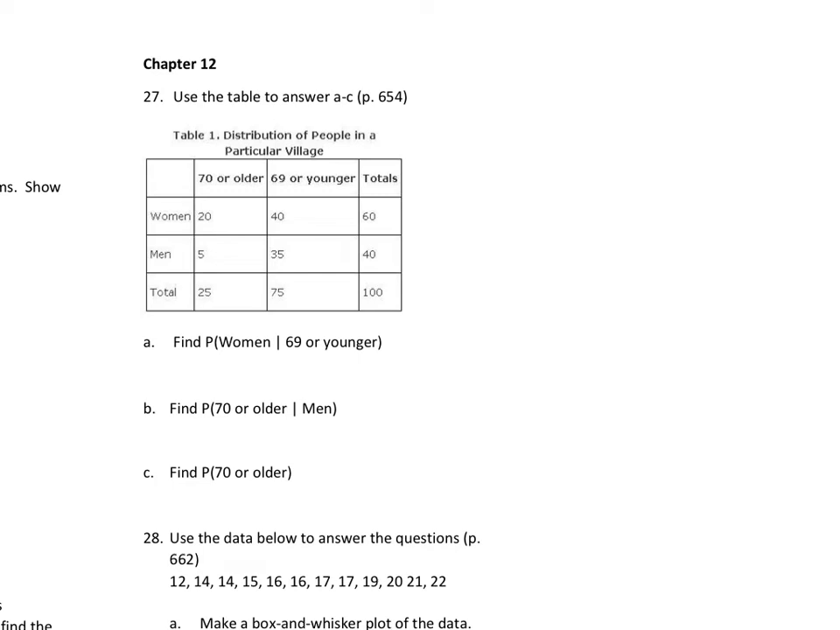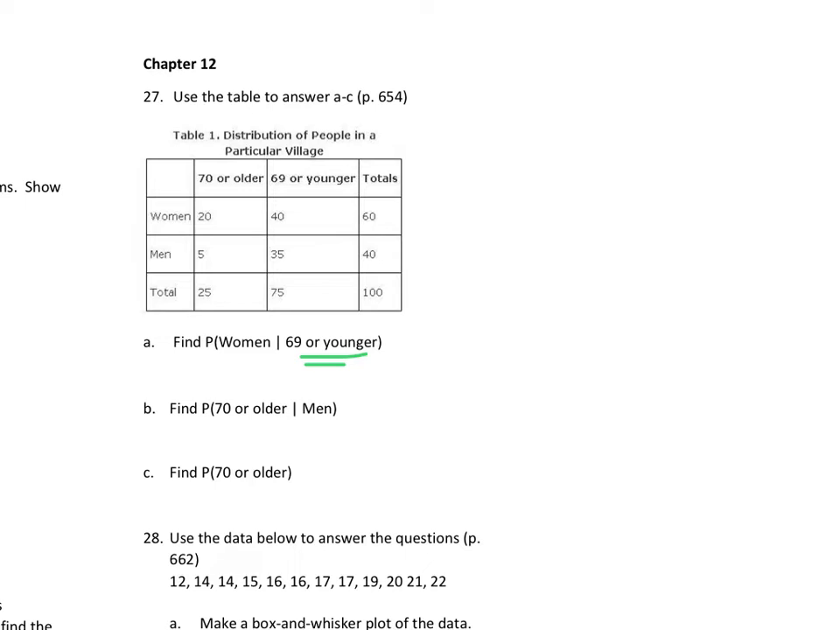Chapter 12 is about probability, data, and statistics. So, in this particular question, it's asking, referring to conditional probabilities. This is reading, find the probability someone is a woman given they are 69 or younger. So you are only concerned with those that are 69 or younger.